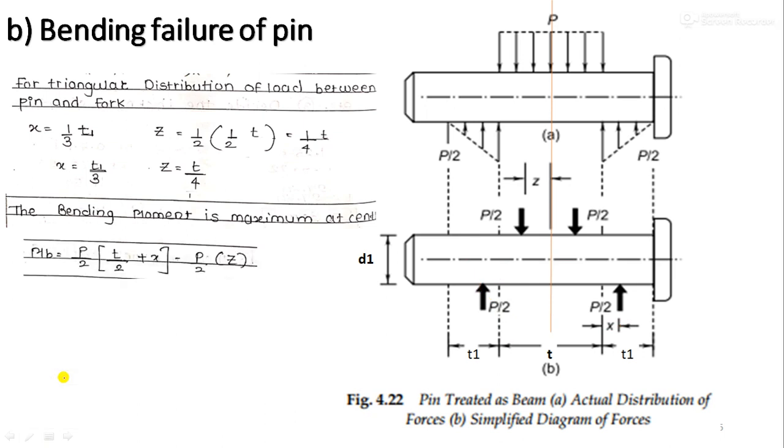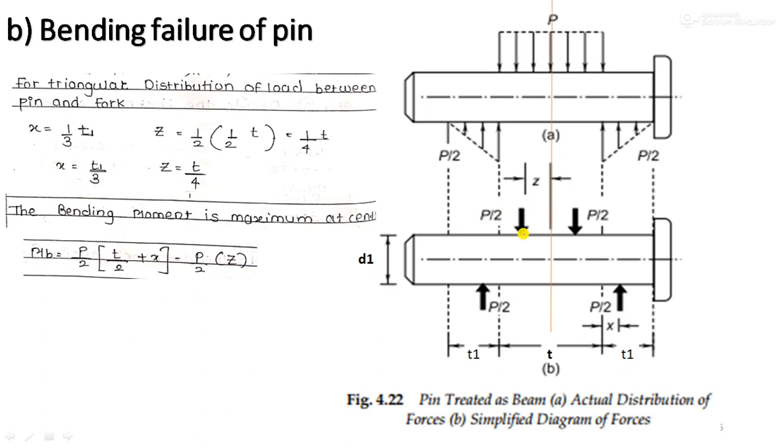Similarly, I have got the bending moment: P by 2 acting upward into T by 2 plus X. Now if I am considering this movement upward as positive, that means it will be anticlockwise about the center, and downward is clockwise about the center. So upward I have got P by 2.